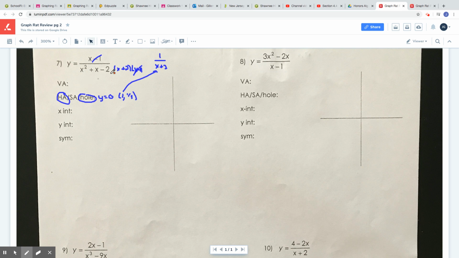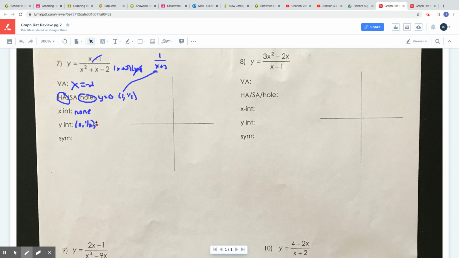Even though we have a hole, we still have a vertical asymptote because we're left with something on the bottom, x plus 2, which means x equals negative 2 is going to be our vertical asymptote. Our x-intercept, we set the top equal to 0. It's not 1. We set this equal to 0. There is none. There is no x-intercept. Y-intercept, we plug in 0, and we're left with a half, right? It's 1 over 2. So 0, comma, a half.